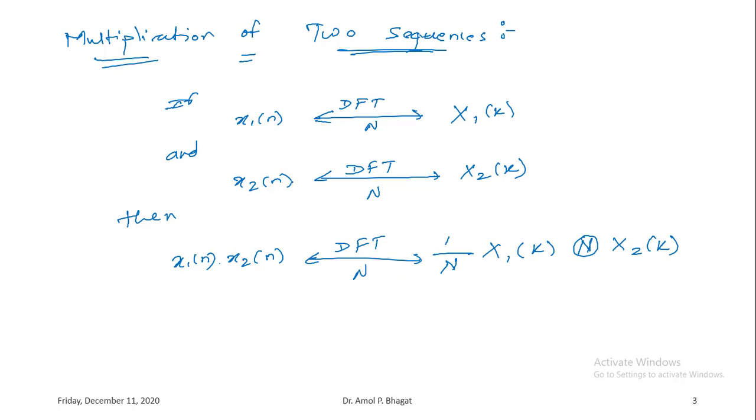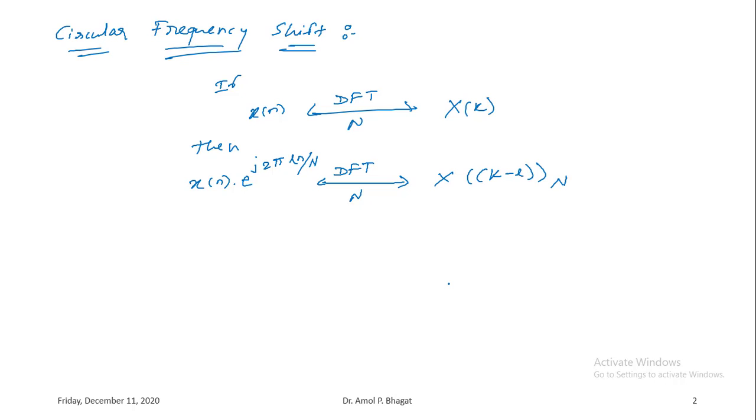This is nothing but the multiplication of two sequences property. So when we are multiplying these two sequences in the time domain, in the frequency domain it will be the circular convolution of their respective DFTs multiplied by 1 by N. So you can try the proof of these two properties.